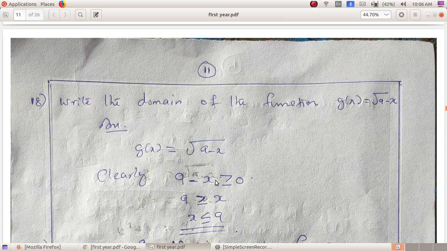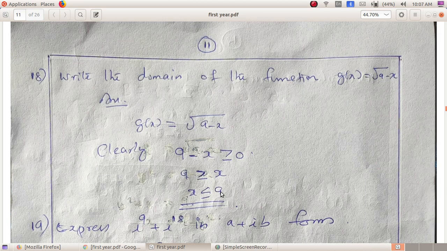So 9 greater than or equal to x. This minus x goes to the right side: 9 greater than or equal to x. So you can take this in reverse order: x less than or equal to 9. Okay, same thing. See the symbol: the corner towards x is the same, so x less than or equal to 9 is the domain.